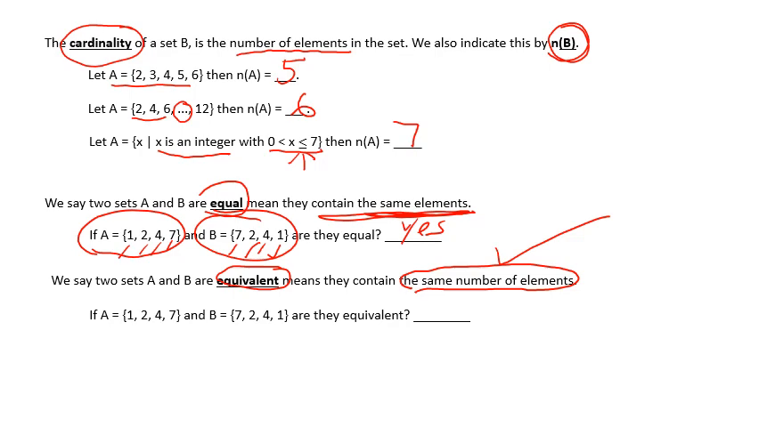Here is an example. Well, this is what we just went over. We have a set A. We have a set B. We're asking if they're equivalent. Equivalent only requires they have the same number of elements, which they do. So our answer is yes.